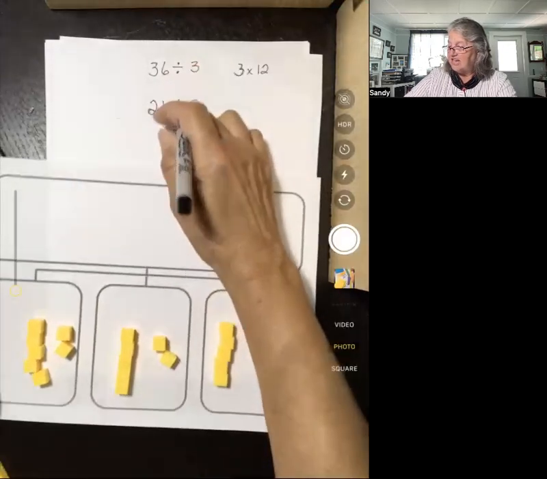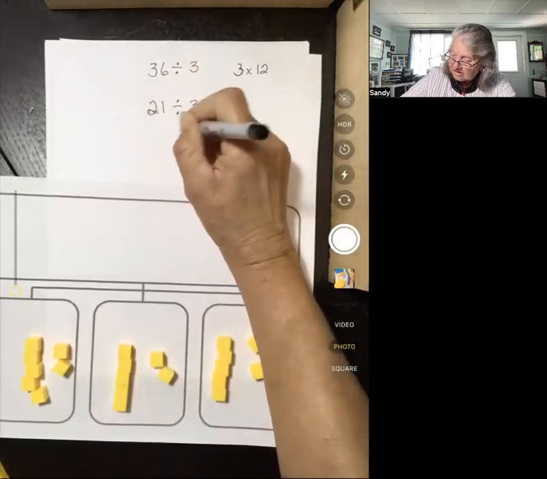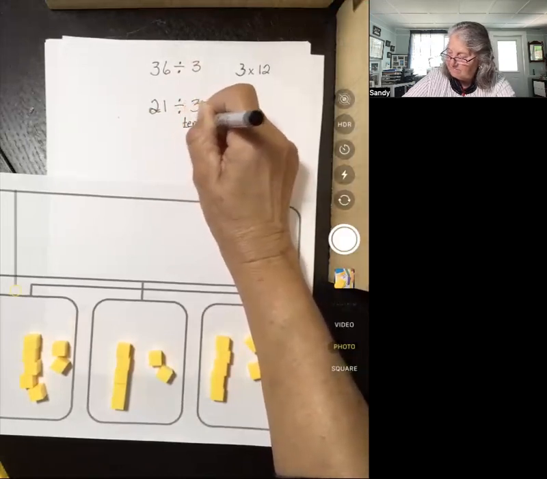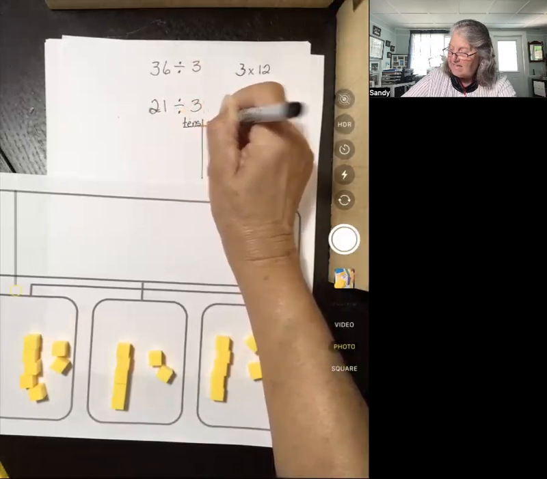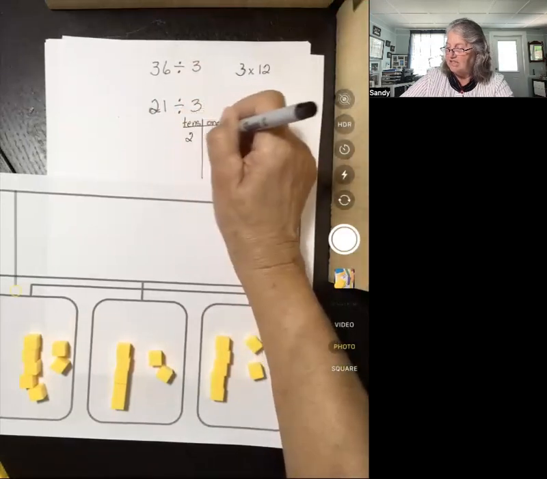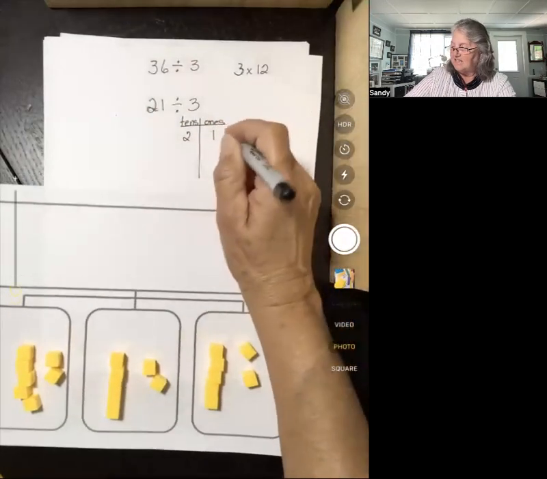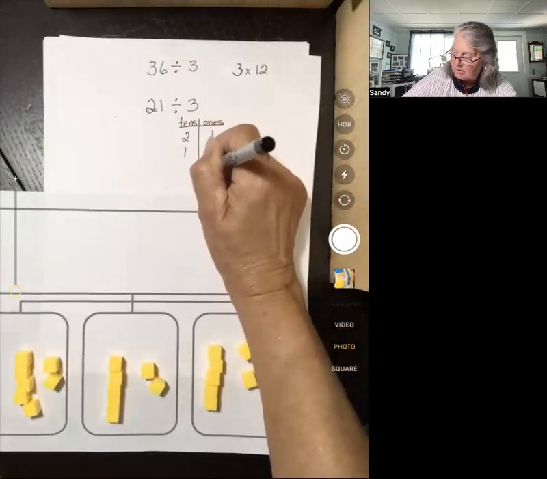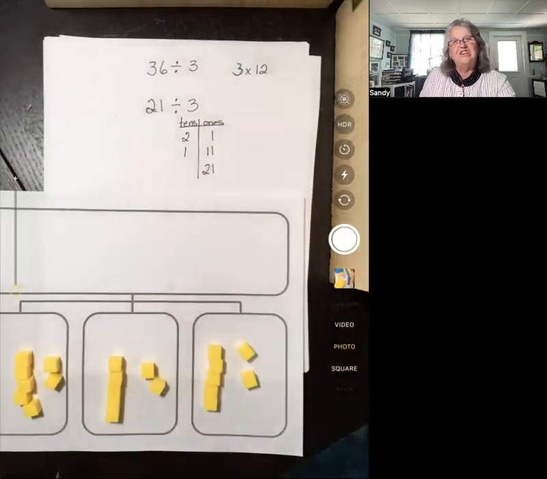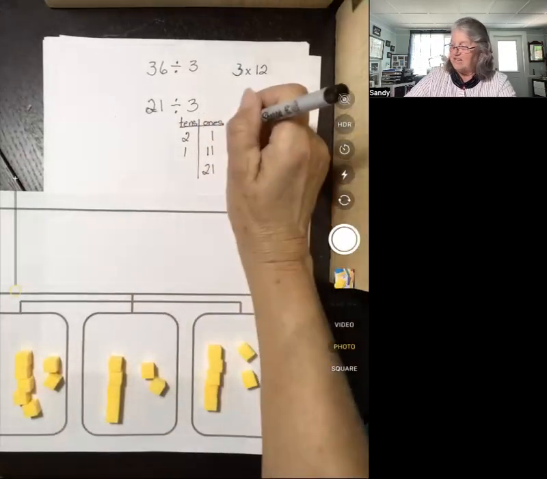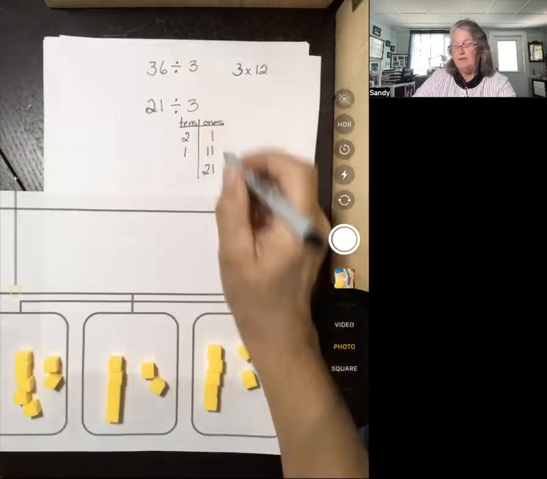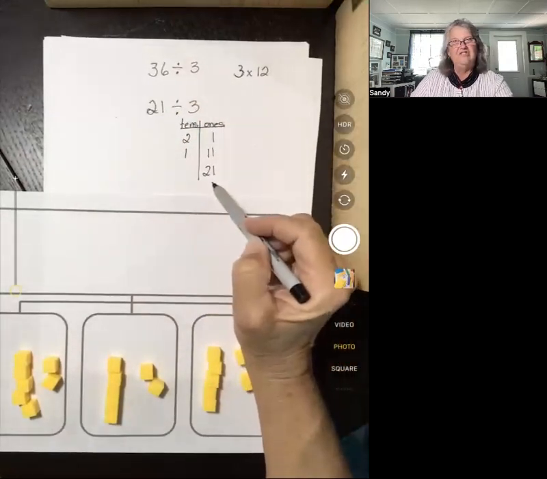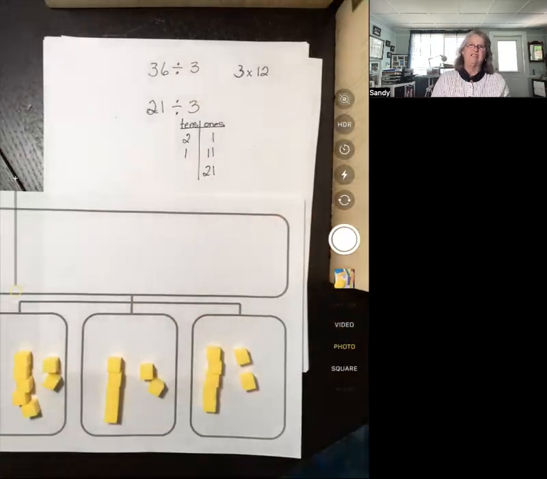I have to understand that when I'm thinking in terms of tens and ones, I can think of 21 as 2 tens and 1 one. I can think of it as 1 ten and 11 ones. I can think of it as 21 ones. So you may see your children do what I call an equivalency chart, equivalent ways to make a quantity using tens and ones. And you're thinking, why are they doing that when they're supposed to be doing division?